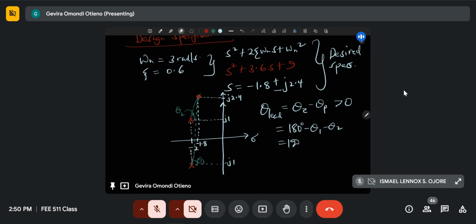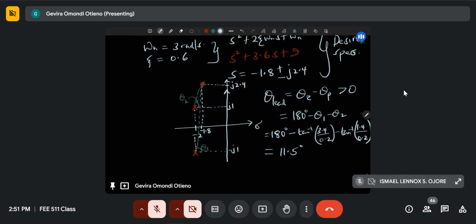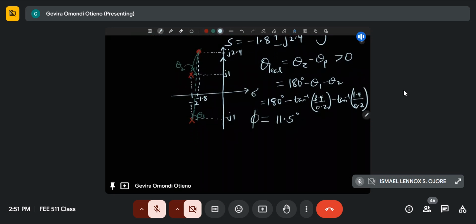So we have 180. Okay. Let me write it properly. So we have 180 degrees minus theta1, which should be the inverse tan of the opposite. So the opposite is 2.4 plus 1, so that's 3.4 over the adjacent. Remember, it's at minus 1.8, so the adjacent is 0.2, minus the inverse tan. The opposite for this one is just between 1 and 2.4, you have 1.4. The adjacent is 0.2. So you solve this and you find that your angle comes to 11.5 degrees, meaning the angle that is going to be contributed by your zeros, what we can also call phi or theta lead, is going to be 11.5 degrees.